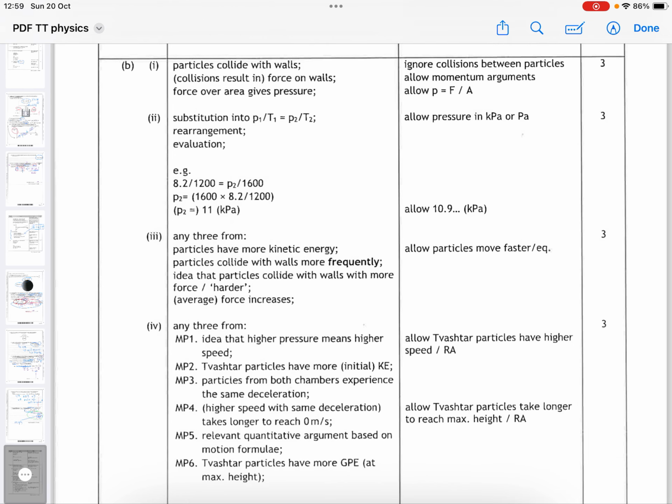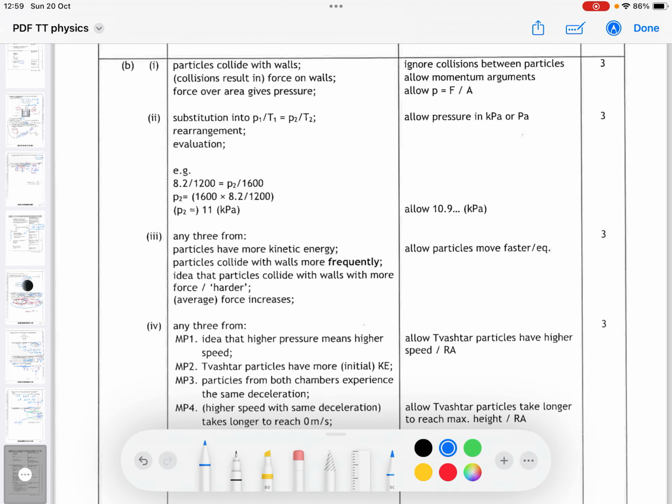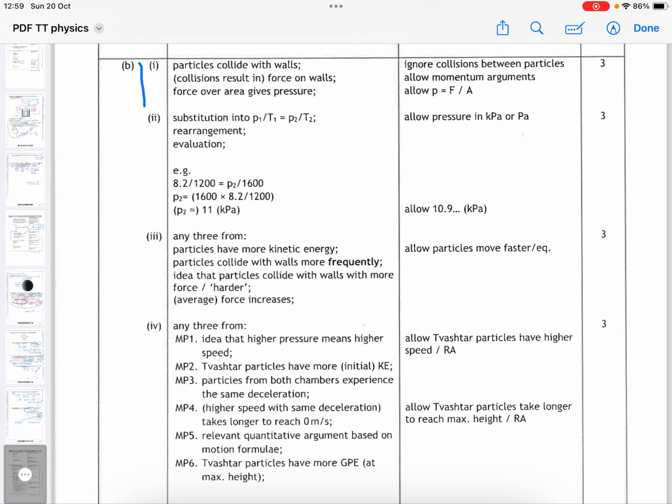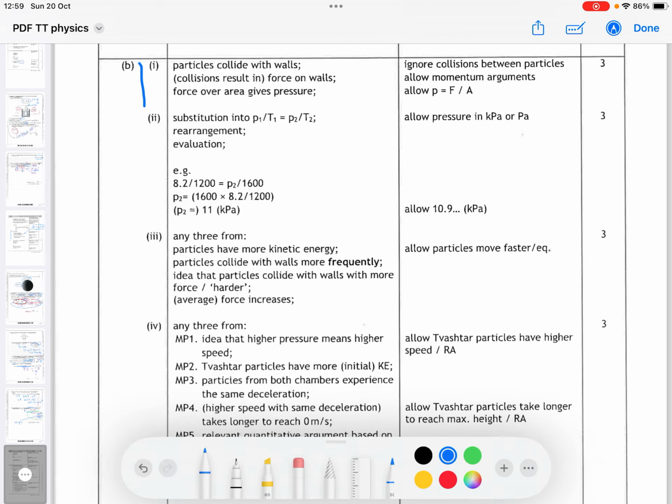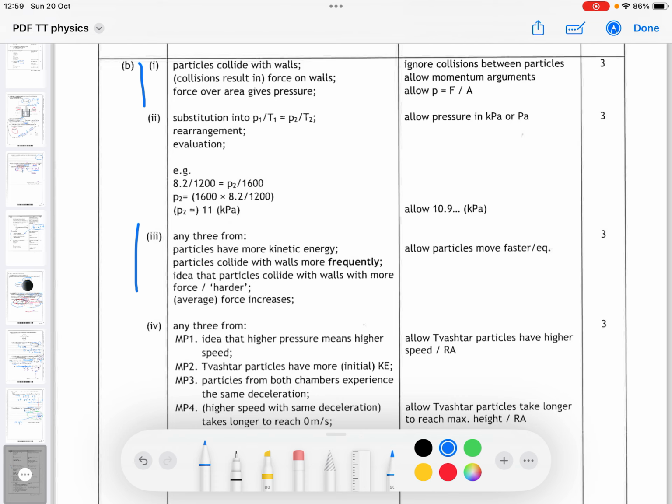Yes, so collisions with the walls, I'm looking at B part 1. Collisions with the wall, it says, result in forces on the walls, and force over area is pressure. So they want you to understand how forces create pressure. Yeah. They then done the mathematics the way I showed you. And then for part 3, how does it increase the pressure?